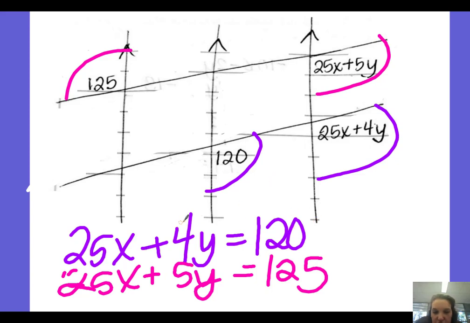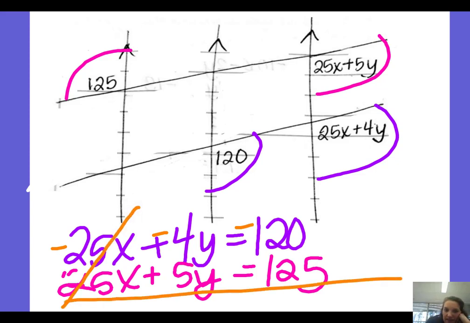So now I'm going to try and do elimination, and hopefully you notice that the easiest way to solve this system would be to eliminate the x's. Since they already have the same coefficient, all I'm going to have to do is change the signs of one of them, and it doesn't matter which equation. So I'm just going to multiply everything by -1. And then now my x's cancel out. -4y plus 5y is just 1y. And then -120 plus 125 is +5, so y is 5.